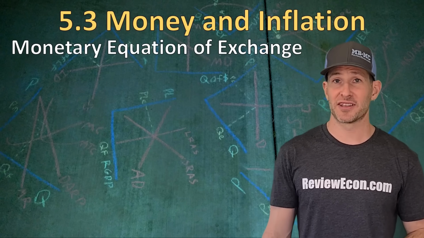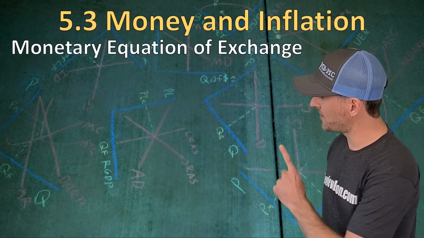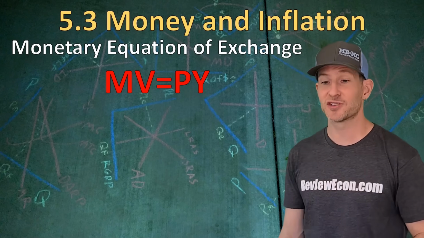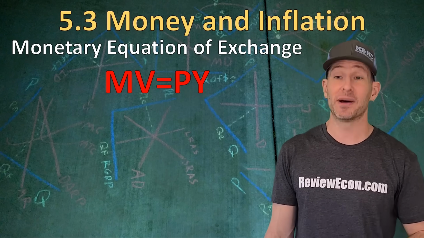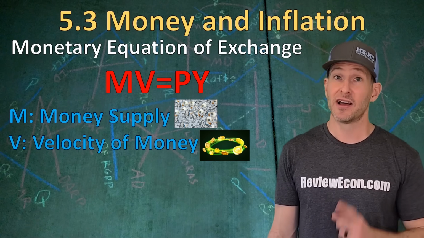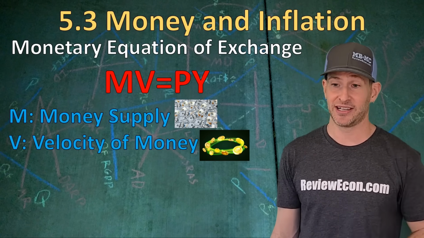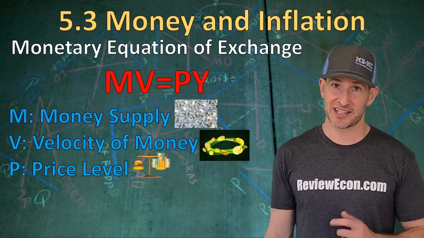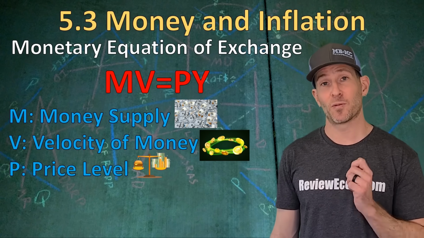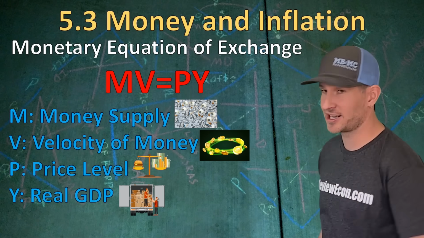The other thing we need to know for this topic is called the monetary equation of exchange. We have an equation here and it's MV equals PY. Here's what those variables represent. M, first of all, is the money supply. V is the velocity of money. Velocity of money is how many times a dollar gets spent on average per year. The third variable is P, that's the abbreviation for price level. And Y is real income, also known as real output or real GDP.